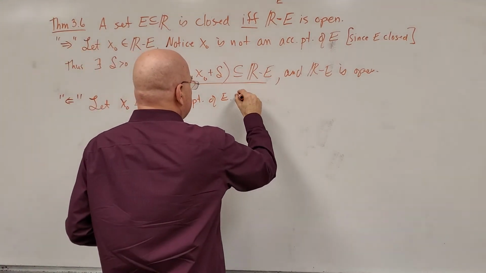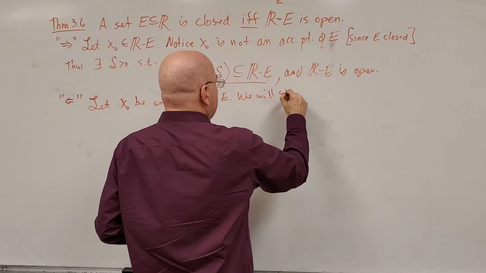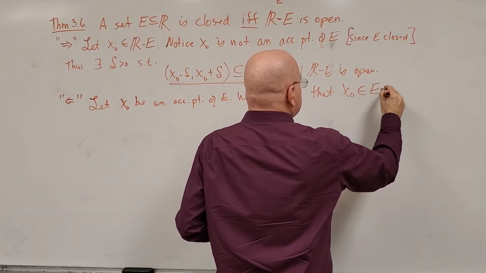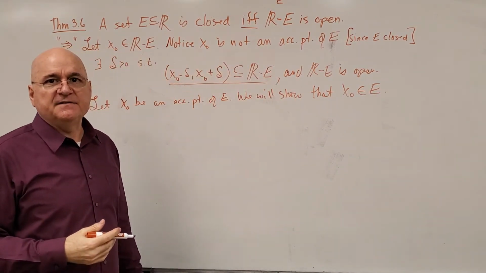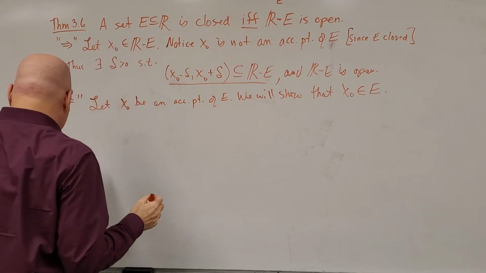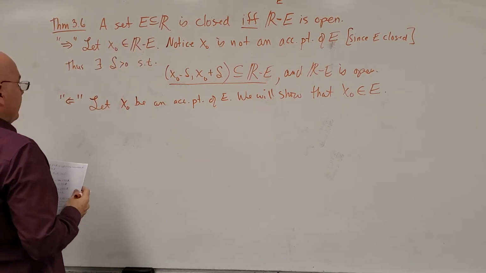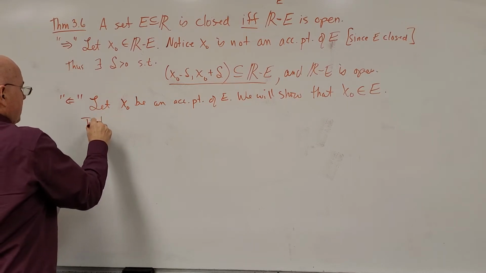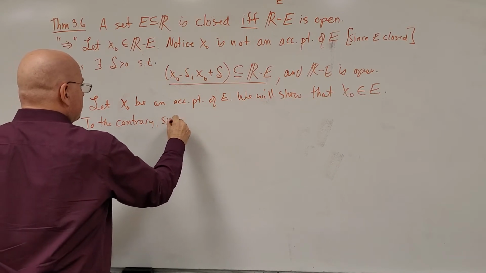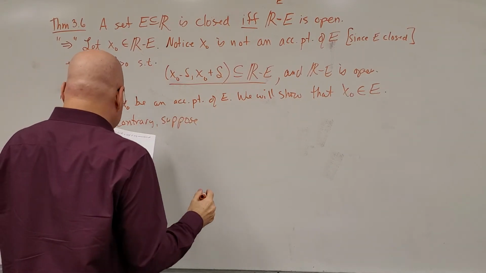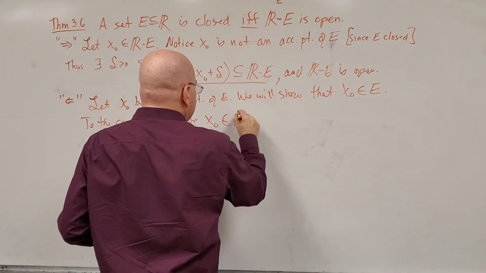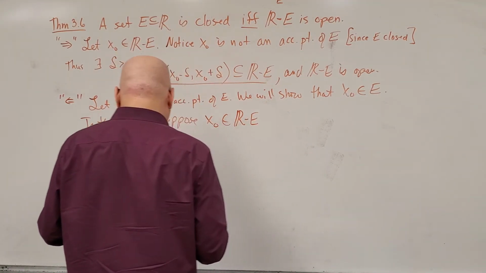And I'll write what I just said. We will show that x naught is in E. Therefore, it would mean E contains all of its accumulation points, and it would be closed. All right, well, let's do contradiction. To the contrary, suppose x is not in E, but in its complement, R minus E.